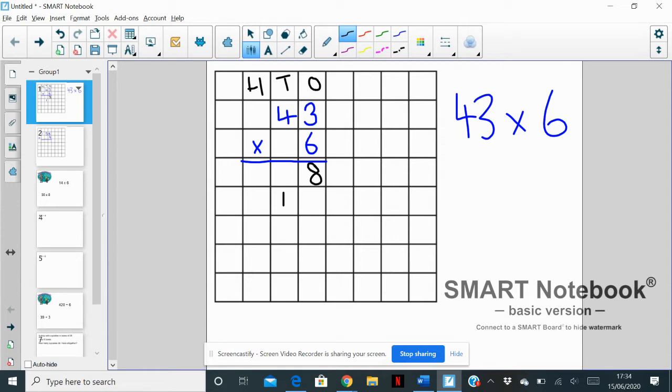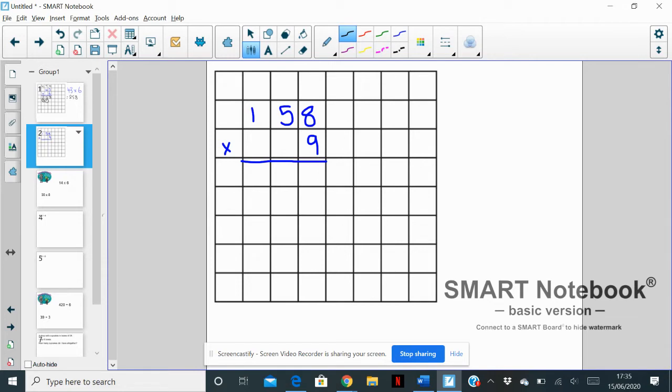So now I'm going to multiply my tens column. I've got 4 tens I need to multiply by 6. 4 multiplied by 6 is 24. Now I need to add the 10 that I regrouped. So 24 add 1 is 25. Regroup 2, I keep the 5. Now because I've finished all my multiplication, I can bring up the 2 that I've regrouped into my hundreds column. So my final answer is 258.